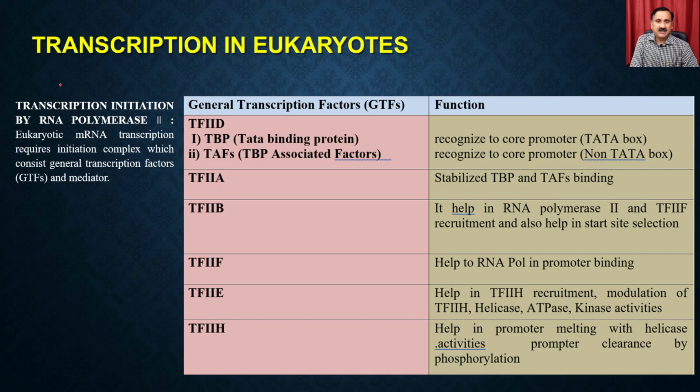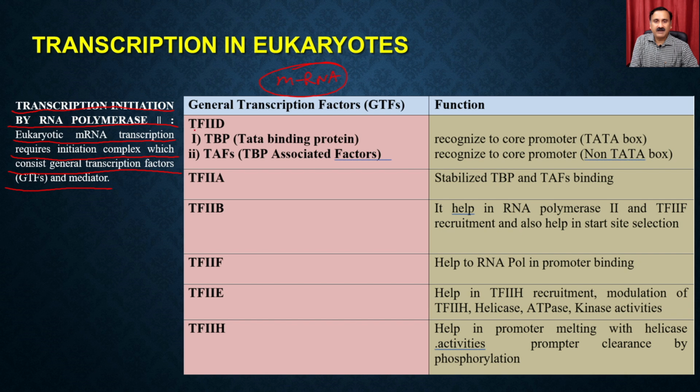Then we have transcriptional initiation by RNA polymerase 2. So we are discussing the transcription of messenger RNA. We are going to have different types of transcription factors. Eukaryotic messenger RNA transcription requires the initiation complex, which consists of the general transcription factors and the mediator. We have many types of general transcription factors.